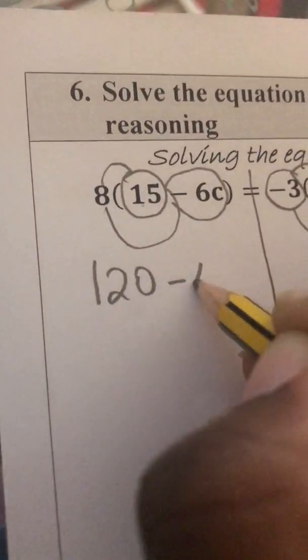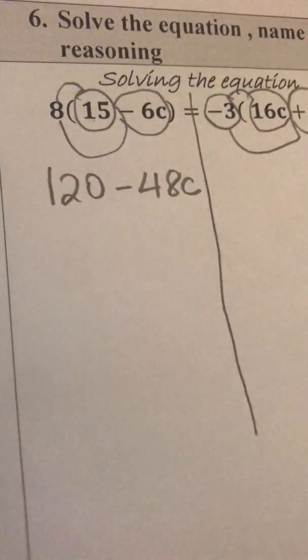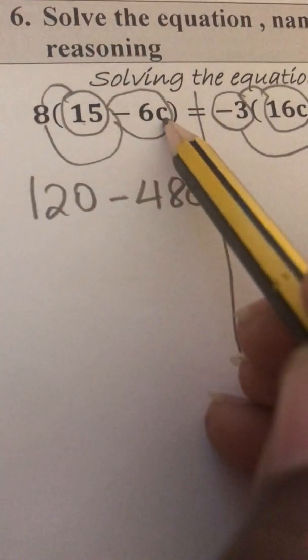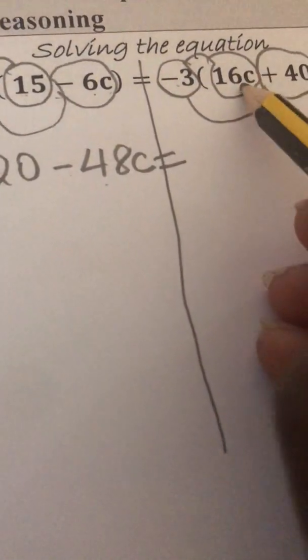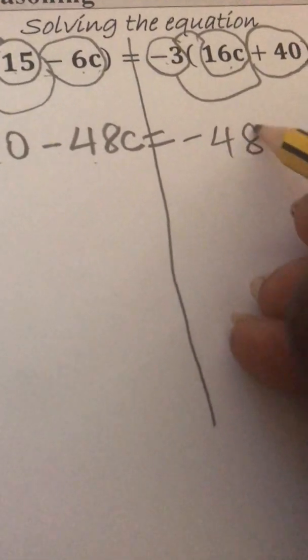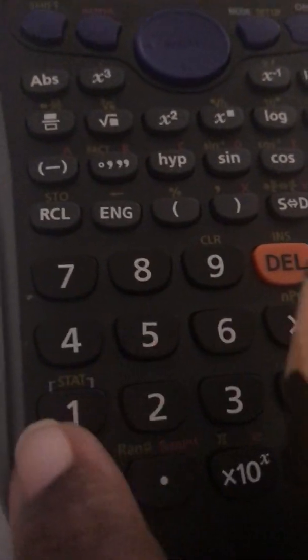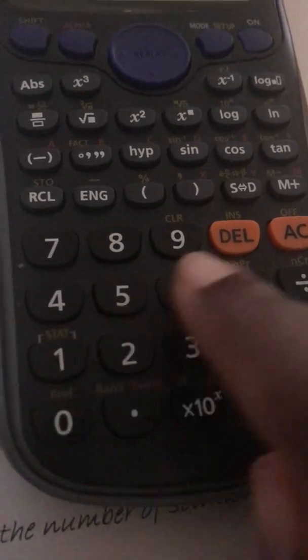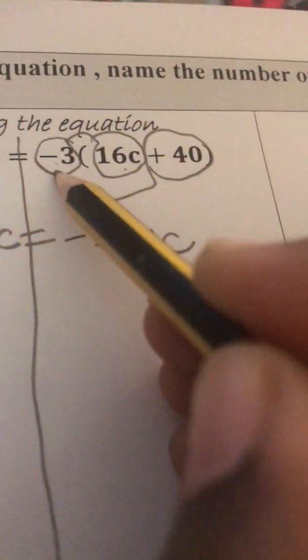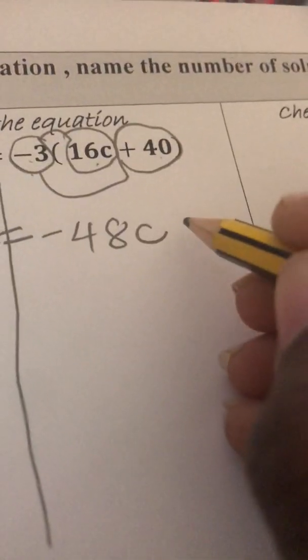So 120 minus 48C. How did I know it was negative 48? Because 8 is positive and 6 is negative. 8 times 6 is 48. Then I do this. Negative 3 times 16, I think that should also be negative 48C. Now let us see if we are correct. Negative 3 times 16 is equal to negative 48. Negative 3 times positive 40 is equal to negative 120, because a negative times a positive is a negative.